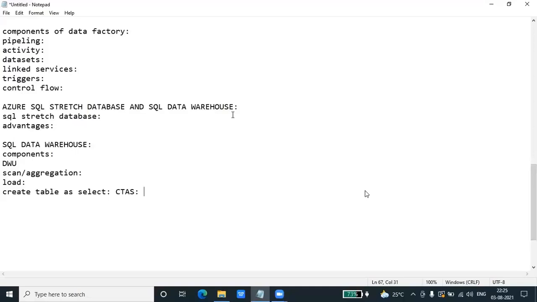So this was the introduction to different cloud computing types. We will see more about hybrid cloud in the next session.